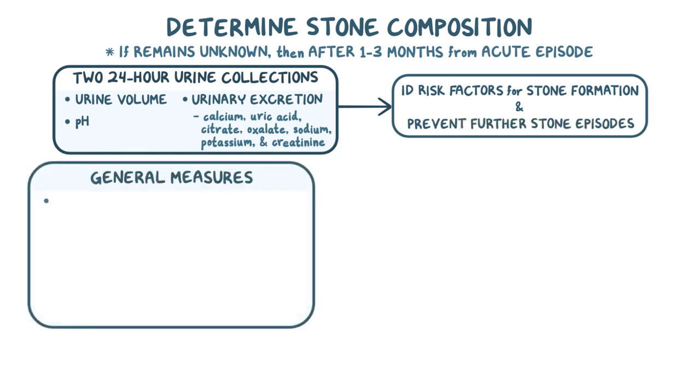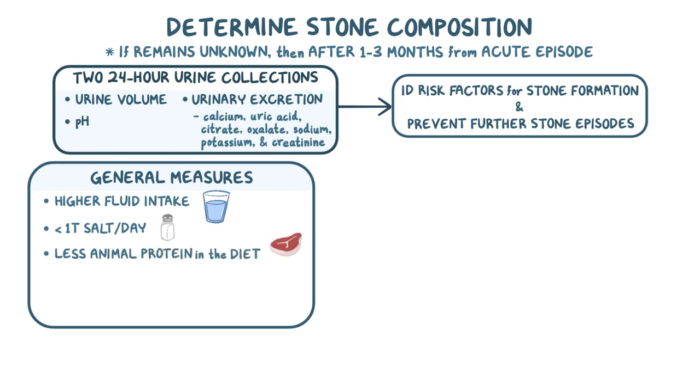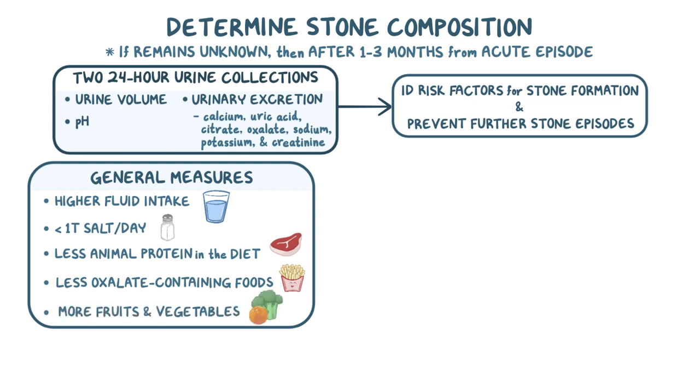General measures include higher fluid intake in order to produce at least 2 liters of urine per day, less than 1 tablespoon of salt per day, less animal protein in the diet, less oxalate-containing foods like French fries, dark chocolate, or black tea, and finally, more fruits and vegetables in order to raise the level of citrate in the urine.